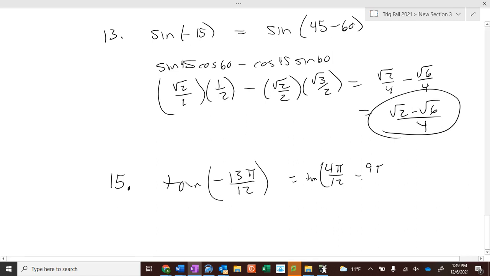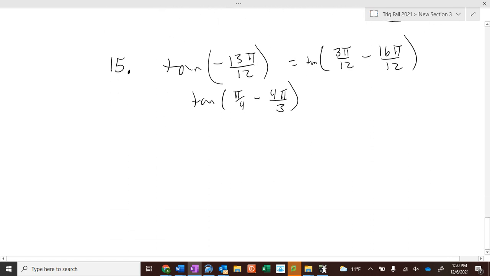4 minus 9 works. 4 minus 17 pi over 12. We don't know a 17 pi over 12, so that wouldn't work. That works best. So the tangent of pi over 4 minus 4 pi over 3. Because we want the denominator to be a 3. Because otherwise we get really complex fractions going on.